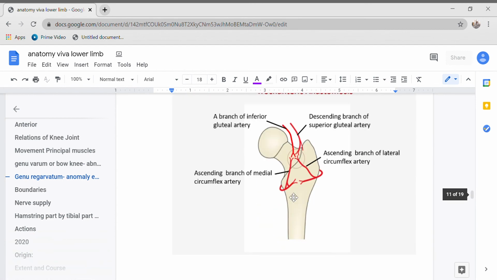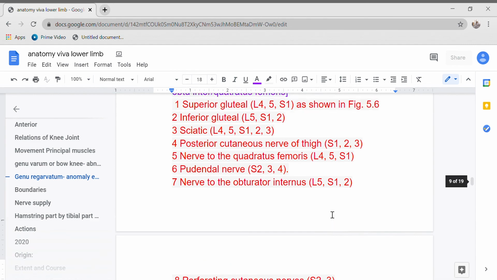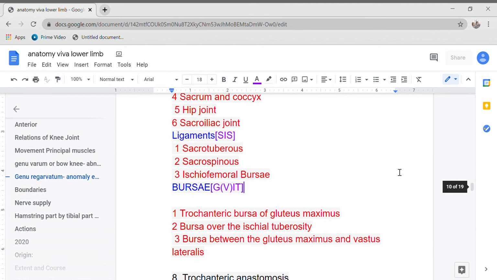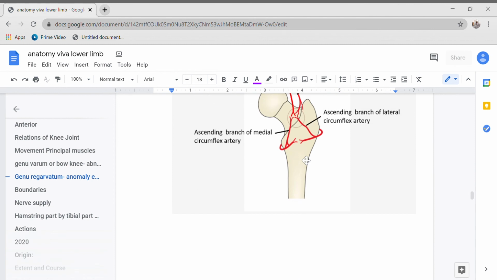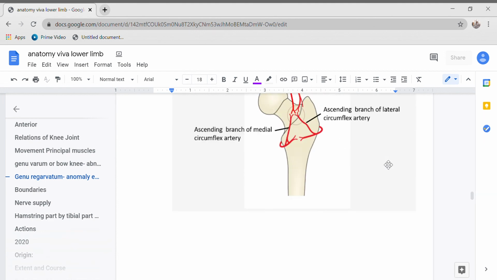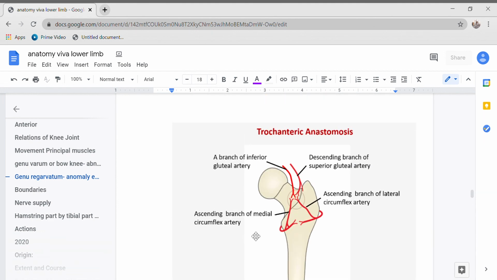So in this itself, I want to say about trochanteric anastomosis, because you have trochanteric anastomosis here in the vessels, right? I want to focus on trochanteric anastomosis, which is very simple. There are four branches in the anastomosis. One is the ascending branch of medial circumflex artery. Another is the ascending branch of lateral circumflex artery. It will be very simple to remember: medial circumflex, lateral circumflex, ascending branches. Whereas there will be a descending branch of superior gluteal artery and a common branch of inferior gluteal artery.